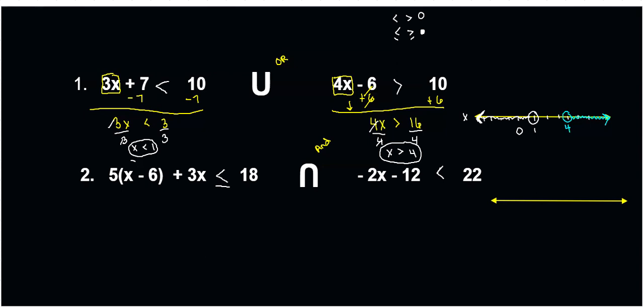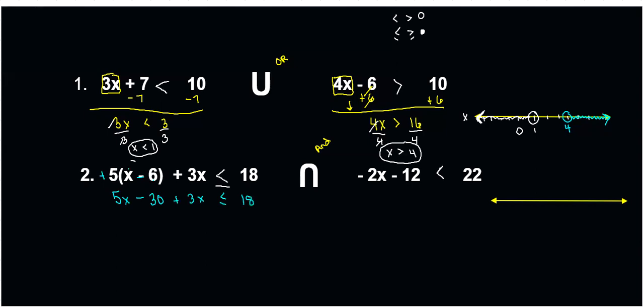All right, let's take a look at the next one. Oh, this is the longer one, but let's simplify it first. So I'm going to distribute the 5 through. 5 times x is 5x. That's a +5. A positive times a negative is a negative. And 5 times 6 is 30. So I distributed the 5 through the parentheses. Now I've got a plus 3x is less than or equal to 18.